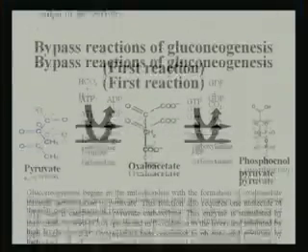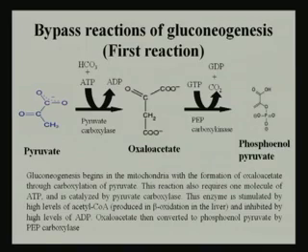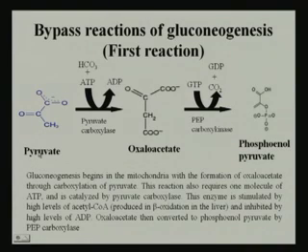Now, let us learn what those bypass reactions are in gluconeogenesis. If we start from the end product of glycolysis, that is pyruvate, in the presence of the enzyme pyruvate carboxylase, one molecule of ATP is required, and bicarbonate is needed, and ATP is converted to ADP.